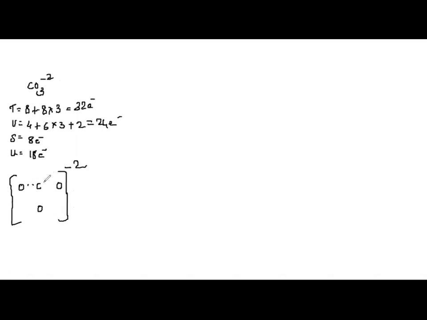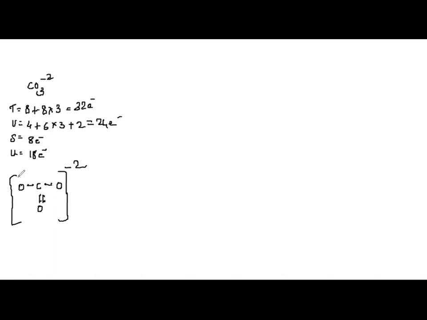1, 2, 3, 4, 5, 6. And I can write the double bond anywhere. Suppose I'll write it here. 7, 8. So are they 8? So 2, 4, 6, and 8. So these are shared. Unshared, you have to write such that every atom gets octet configuration.